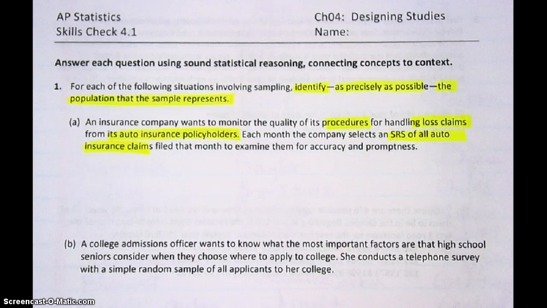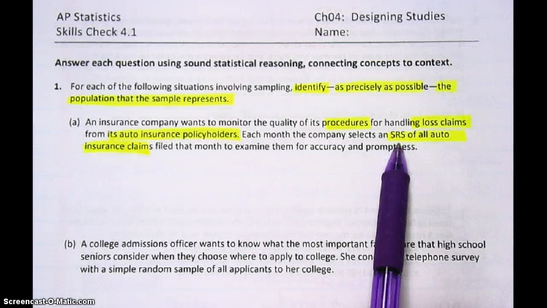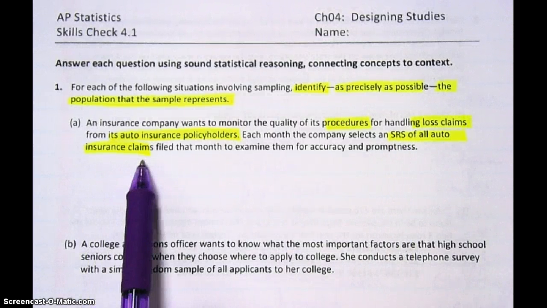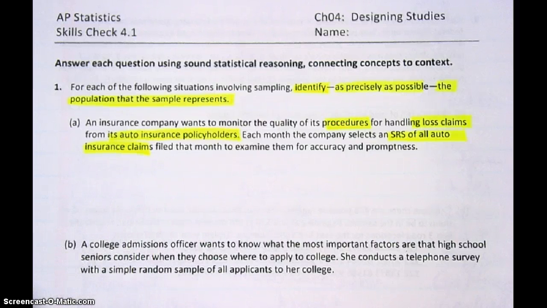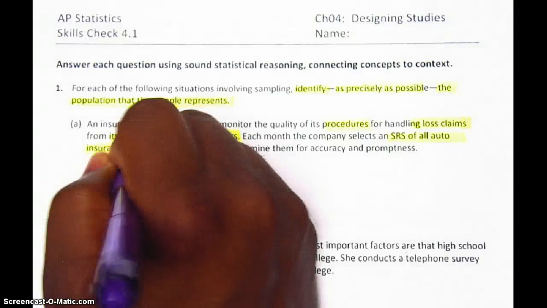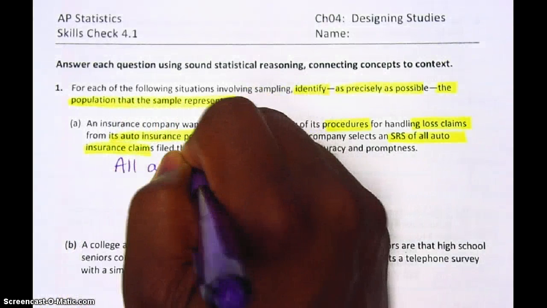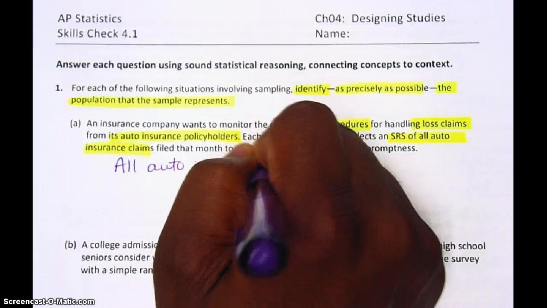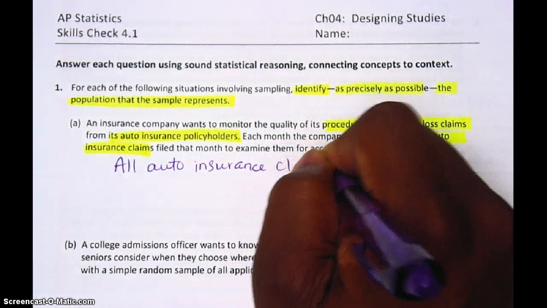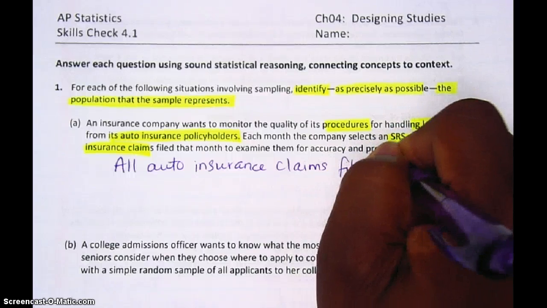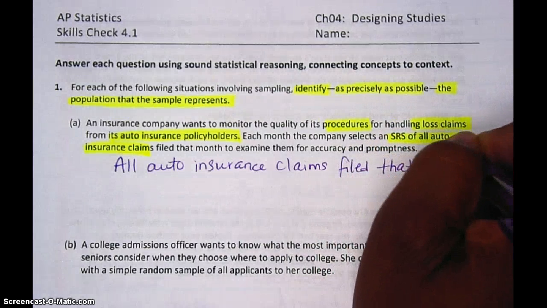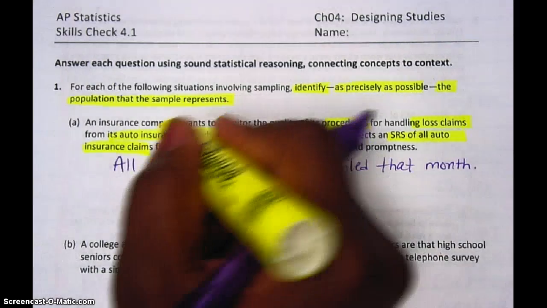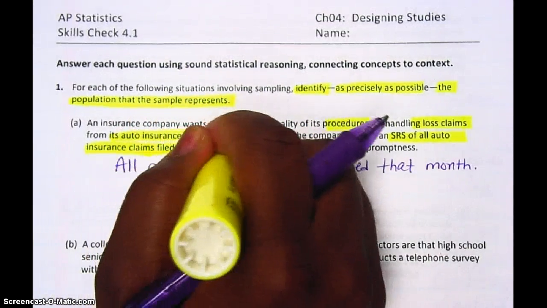So I've highlighted some details in Part A. This company is interested in monitoring the quality of its procedures for handling claims, not its procedures for handling policyholders. Also, you'll see that they took an SRS of all auto insurance claims, not an SRS of the policies. So in this case, the population of interest is all auto claims for this company filed in that month, because they only chose the SRS from that particular group. So I also highlight here, filed that month.